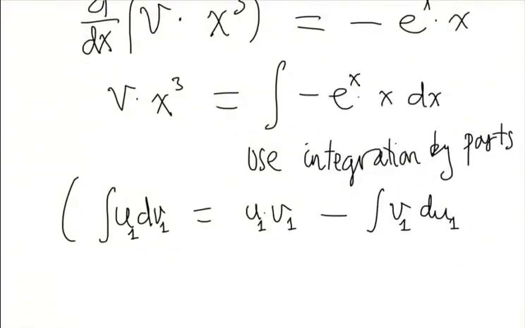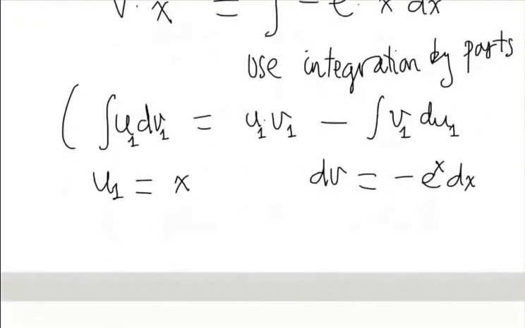For this integration by parts, exponential times polynomial, the u, which is u1 in this case, will be x. And the dv, I will take the exponential, so minus e to the x dx. Then du1 is just dx. So v1 will be the integral of minus e to the x dx. We will get minus e to the x.